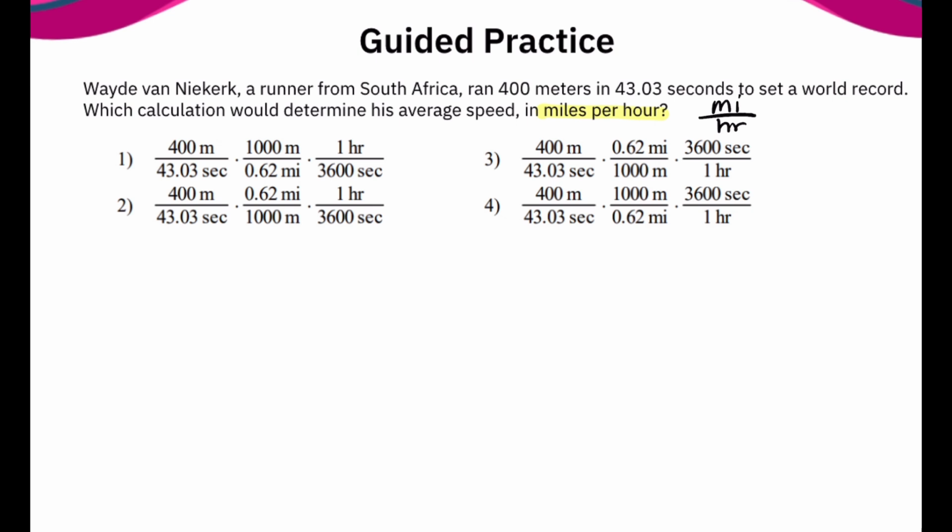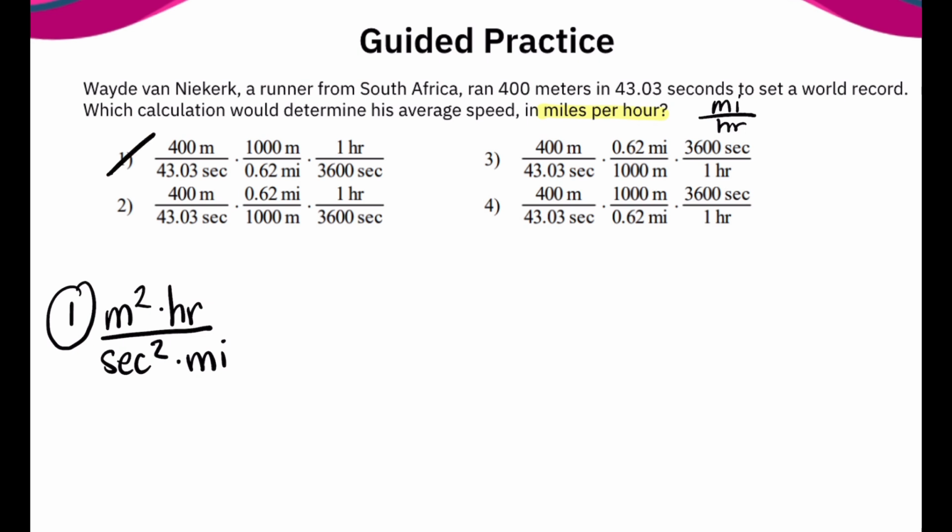So in the first one, number one, look to see, is there anything I can cancel? And I don't see anything because I see miles on both numerators being multiplied, so that's not going to cancel. Same thing with seconds, and miles and hours do not match. So for number one, I'm going to end up with meters squared times hours over seconds squared times miles, and that is not the desired one. I want miles over hours.